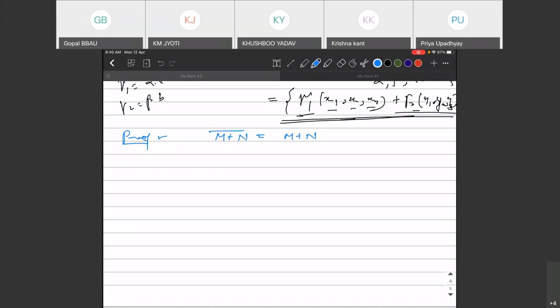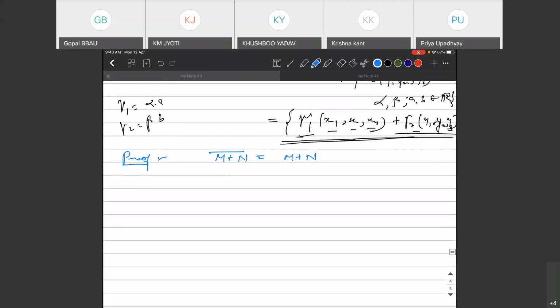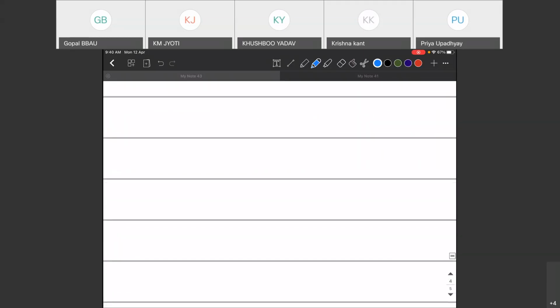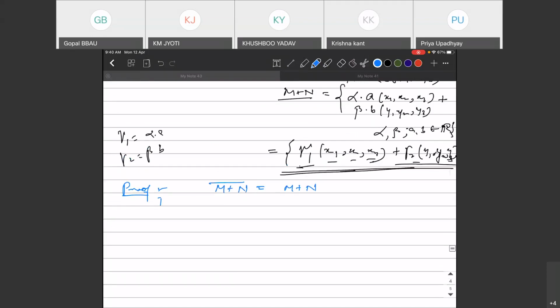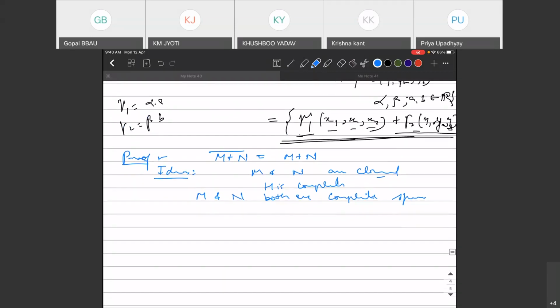So we will use a few things. I'm giving you the idea of the proof, so I'm not writing the whole proof. What is the idea? So you all know M and N are both closed. M and N are closed. Okay. And H is complete. So this means M and N both are complete. Both are complete spaces, complete inner product spaces. Okay. Subspaces.